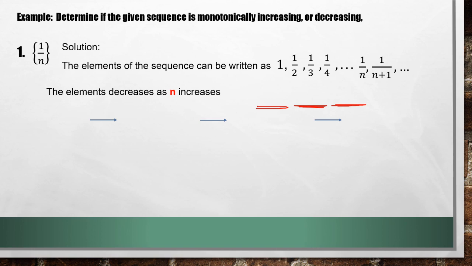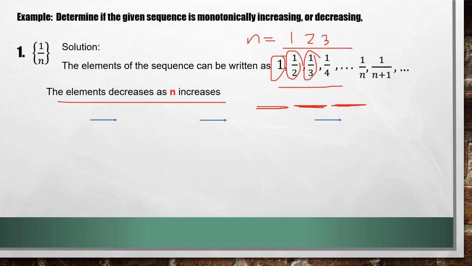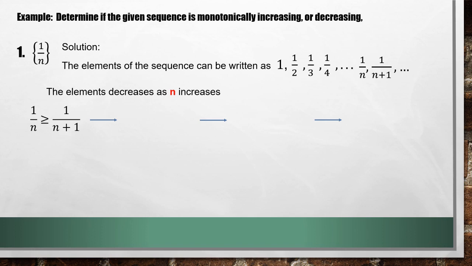Remember that our n here is the term number. So if n is 1, we have 1 as the first term. The second term is 1/2. For the third term, we have 1/3. Now the value of the elements decreases as n increases. Hence, in general, we can say that 1 over n is greater than or equal to its next term, which is 1 over n plus 1.